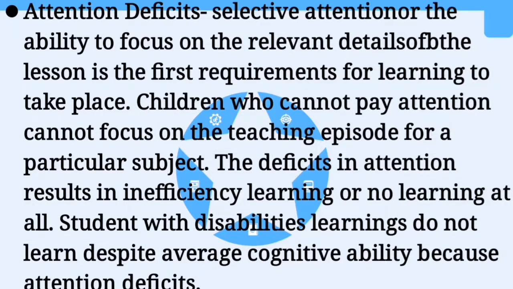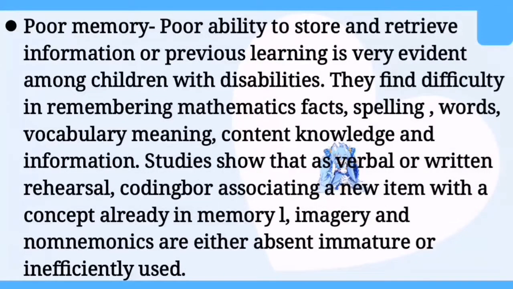Next is poor memory. Poor ability to store and retrieve information or previous learning is very evident among children with disabilities. They find difficulty in remembering mathematics facts, spelling words, vocabulary meaning, content knowledge, and information. Studies show that verbal or written rehearsal, coding or associating a new item with a concept already in memory, imagery, and mnemonics are either absent, immature, or inefficiently used.